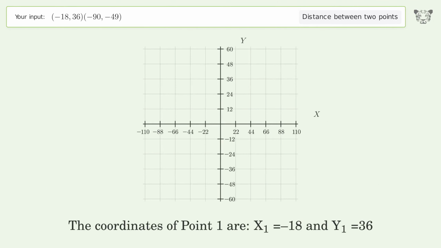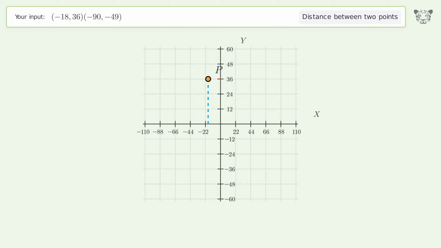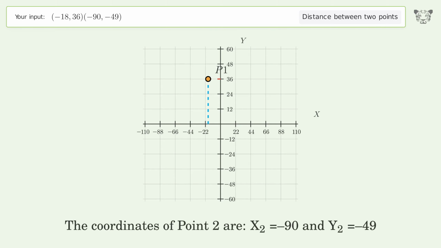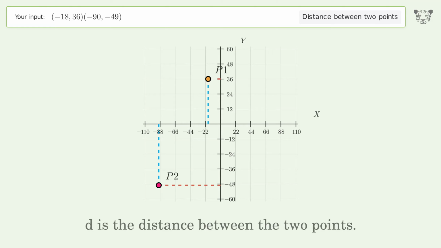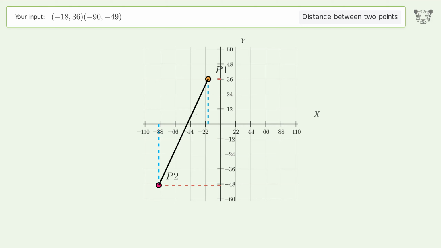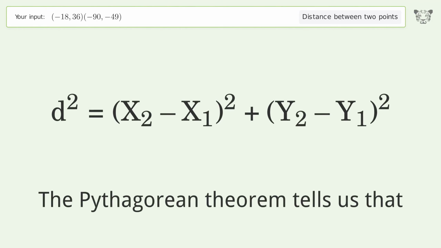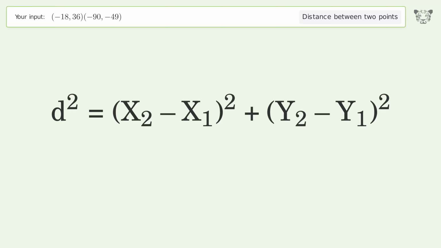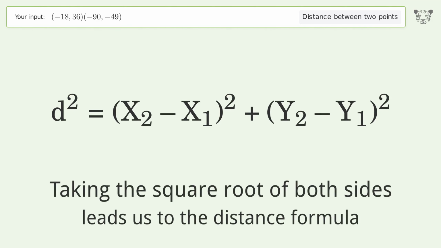The coordinates of point 1 are, x1 equals -18 and y1 equals 36. The coordinates of point 2 are, x2 equals -90 and y2 equals -49. D is the distance between the 2 points. The Pythagorean theorem tells us that taking the square root of both sides leads us to the distance formula.